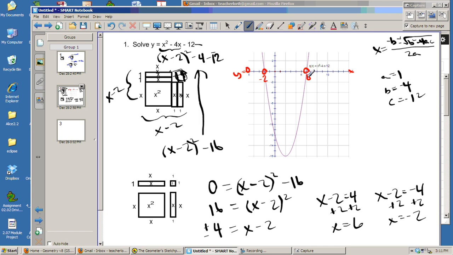So there's 3 ways to work out that problem. And there's more.